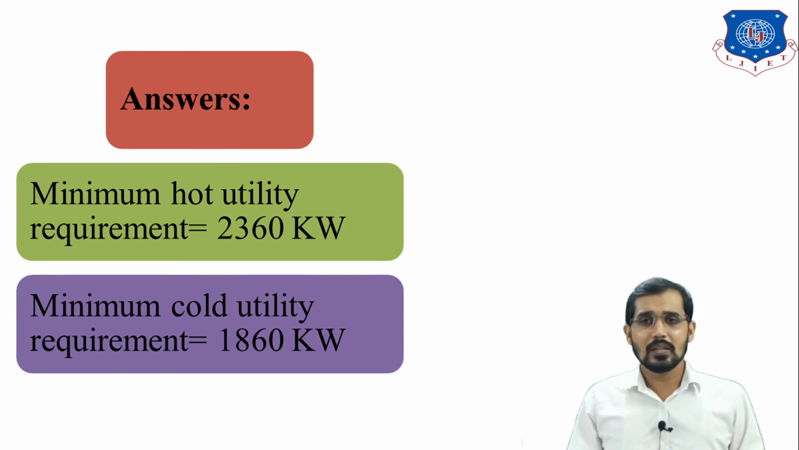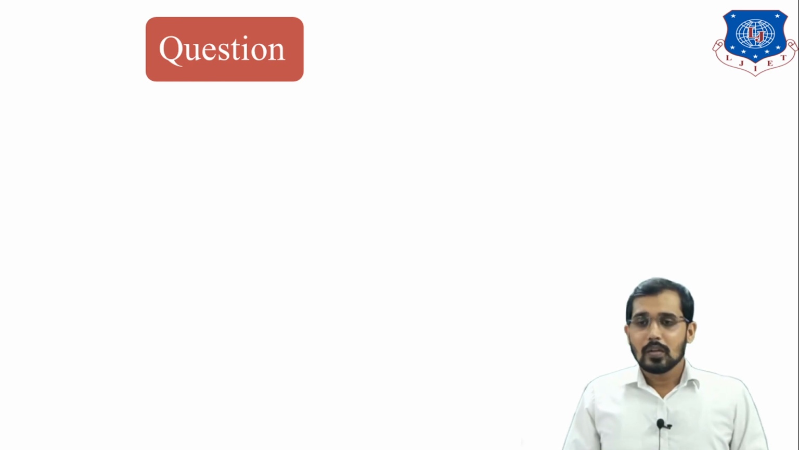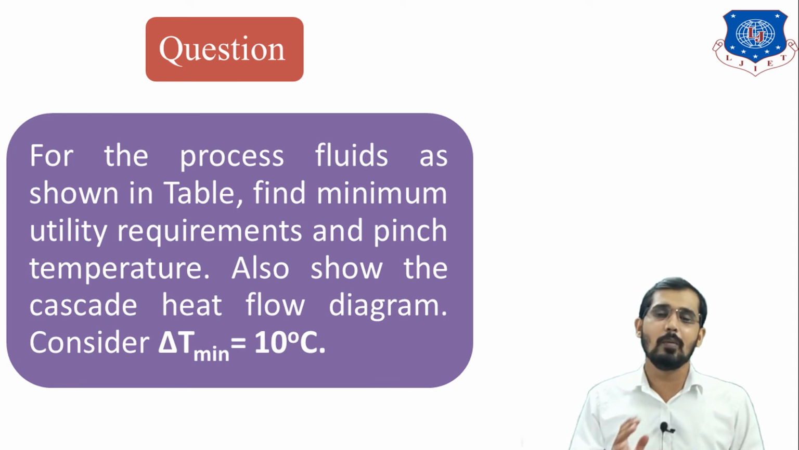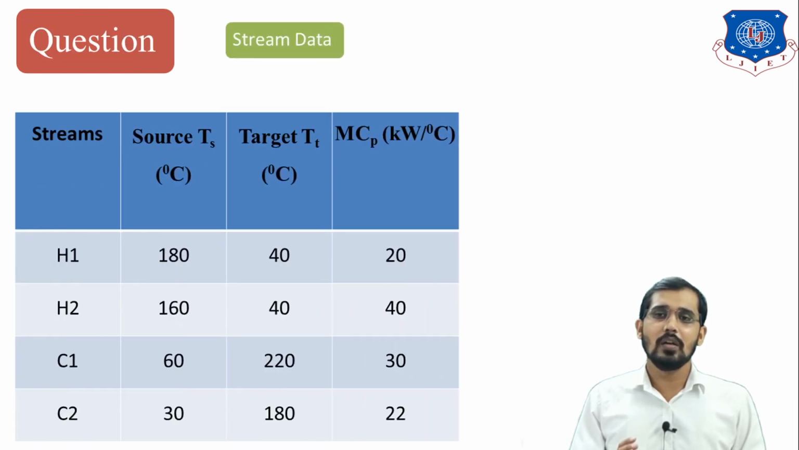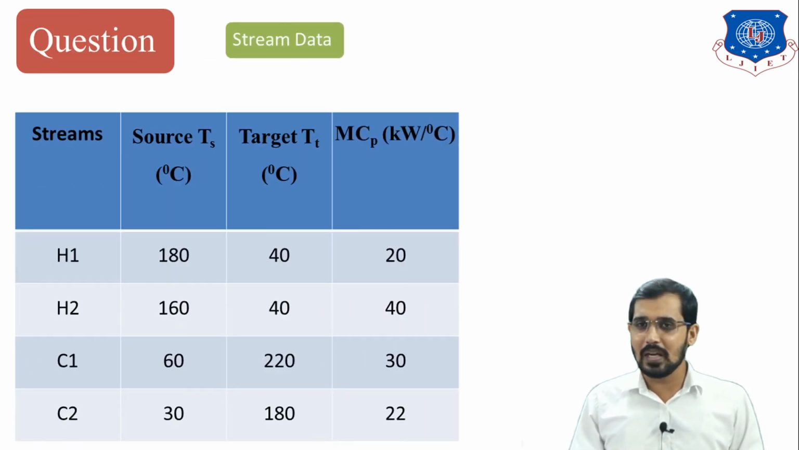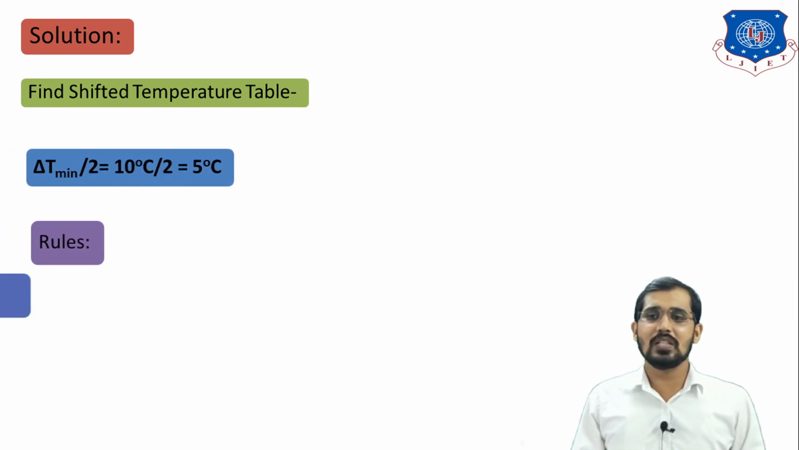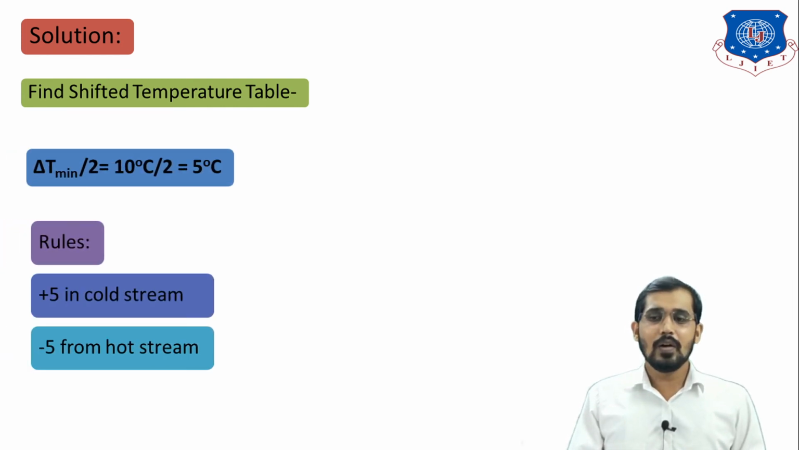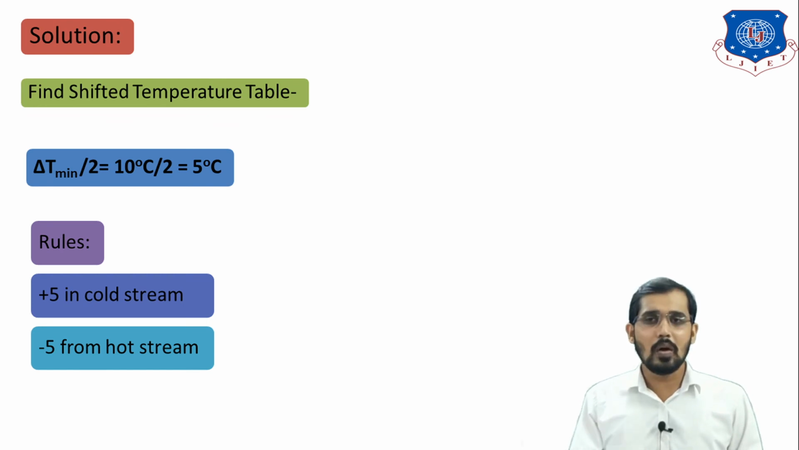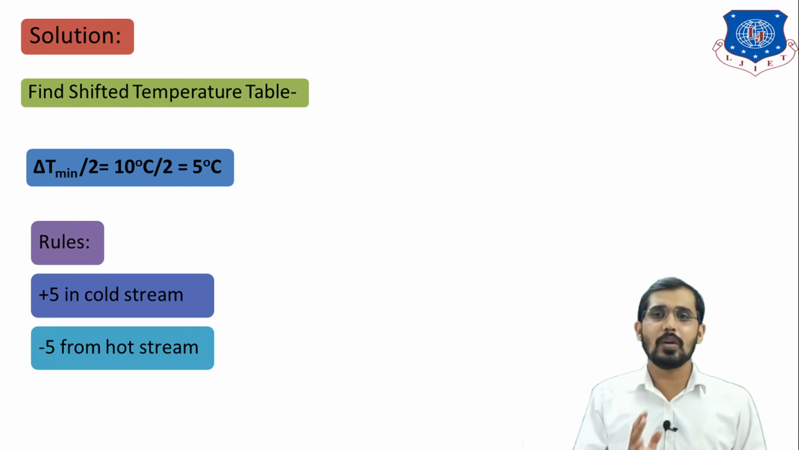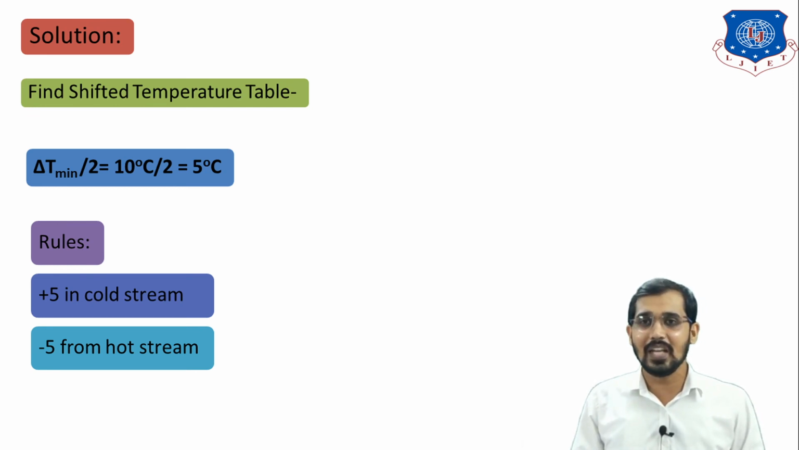What we have seen in this lecture, I am repeating now. You can see we have taken this question, and here delta T minimum is also given. You have to find in this question the minimum cold utility and minimum hot utility. Before that, in the question this table will be given, that is nothing but stream data for H1, H2, C1, C2. After that, we have calculated the shifted temperature. For shifted temperature, these are the rules which you can see on the screen. First, you have to find the adjusted temperature. For that, you have to divide the temperature by 2, that is delta T minimum by 2.